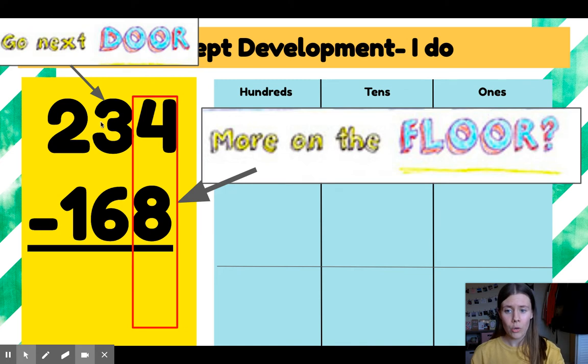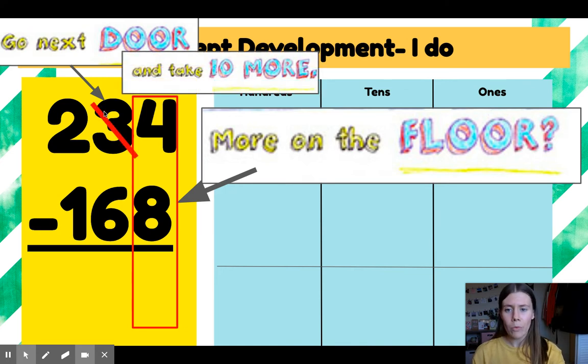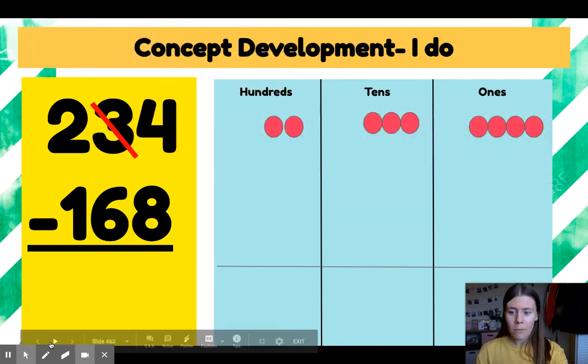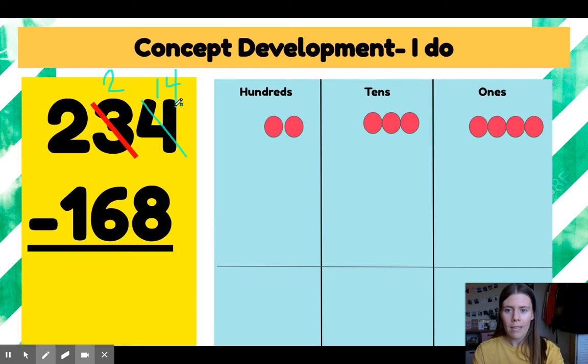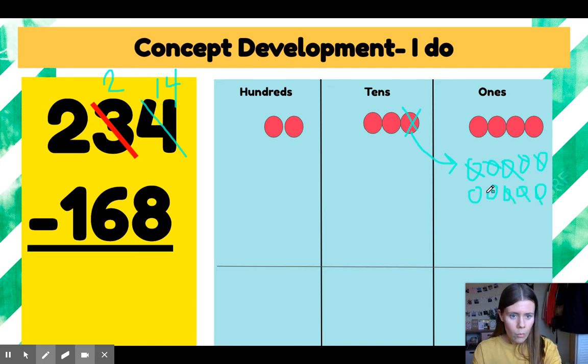So then we go next door to the tens place and we take 10 more. So that means that this 3 will become a 2 and the 4 will become a 14. Okay? And you know that means we take one of the tens, we move it over to the ones place to make 10 more. Okay, I'm going to draw 10 more. It's not going to look pretty, but that's okay. You understand that this is 10 ones. Now, what I can do is I can do 14 minus 8. And I know that 14 minus 8, once I subtract 8, will give me 1, 2, 3, 4, 5, 6. All right, so my answer will be 6 over here and 6 over here.